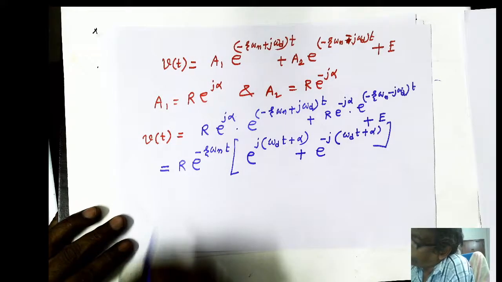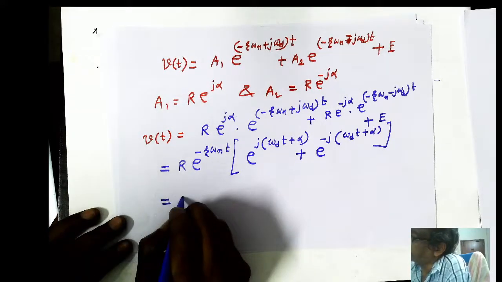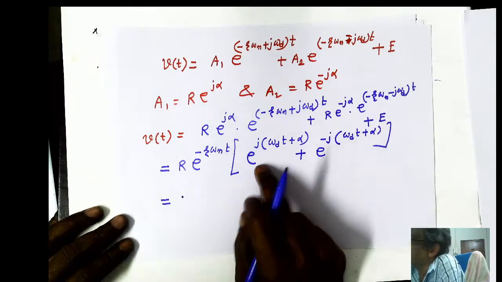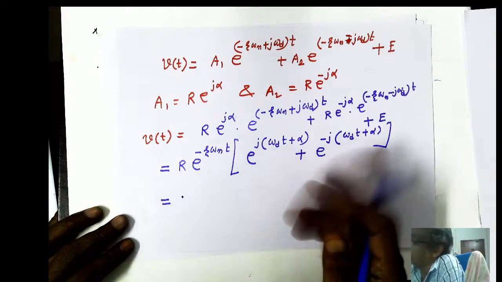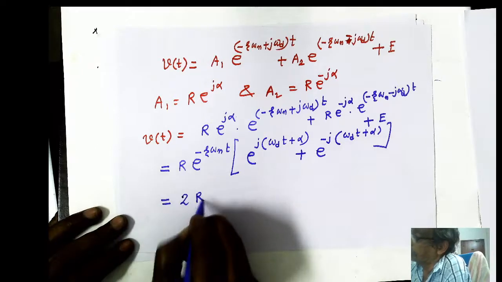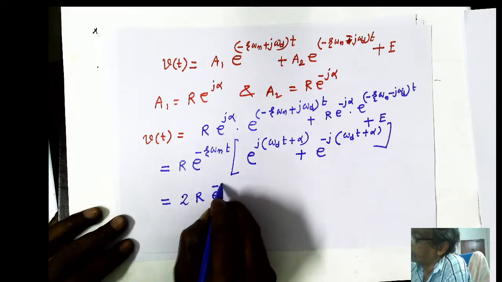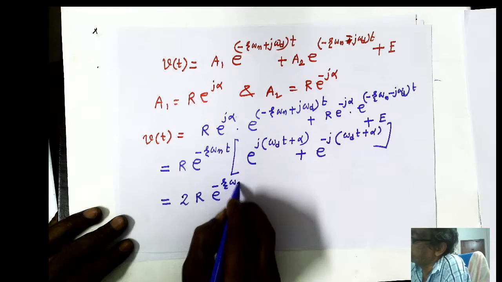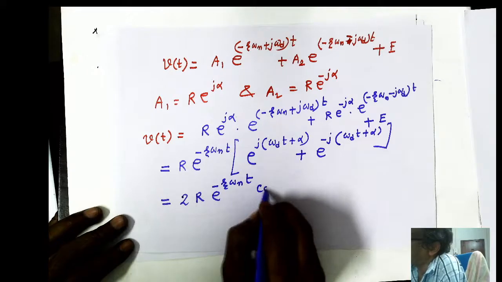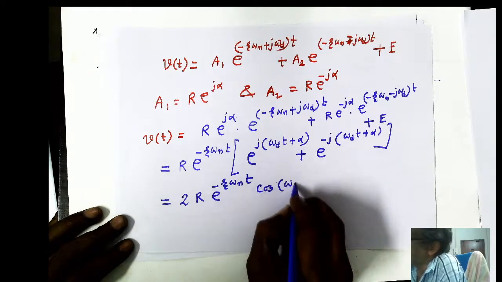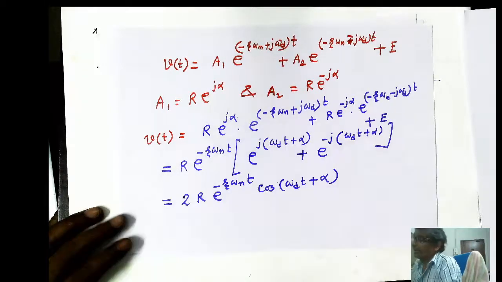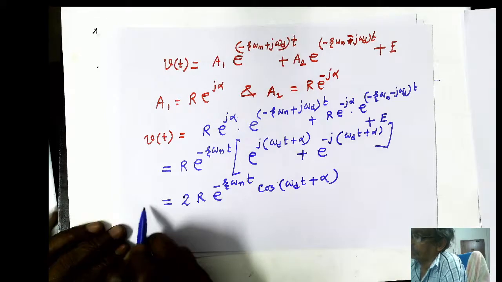Now this, if you add, will become simply twice cosine of omega d t plus alpha. The imaginary part cancels out. Therefore, this will be 2R e to the power minus zeta omega n into t into cosine of omega d t plus alpha. That will become equal to Vt.